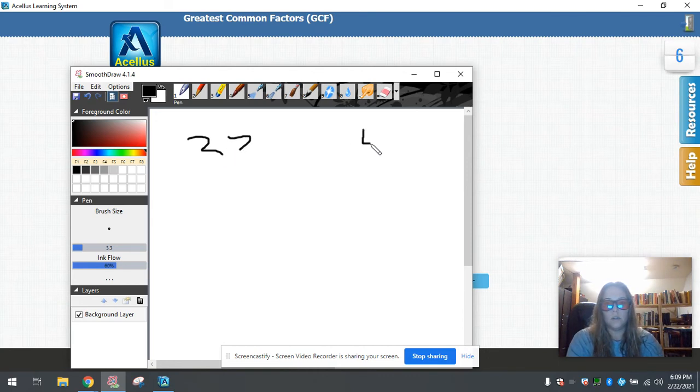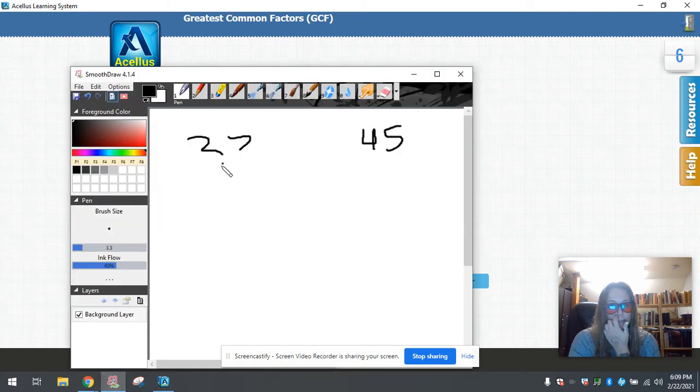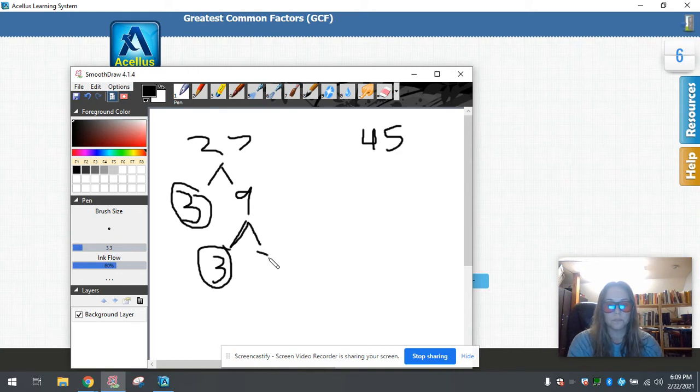27, 45. Okay. 27 is not an even number. It doesn't end in 5 or 0, but I know it's divisible by 3. Because 3 times 9 is 27, so 27 divided by 3 is 9. I'm going to circle my prime number 3. 9 is not prime, so I can divide it, because I can divide it by 3 and get 3. Okay, I've factored that one down to its primes.